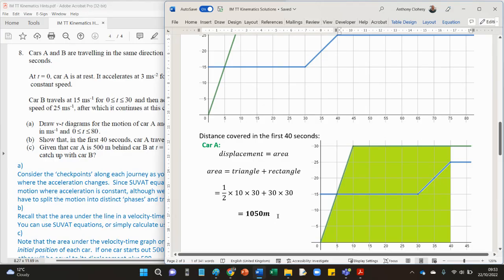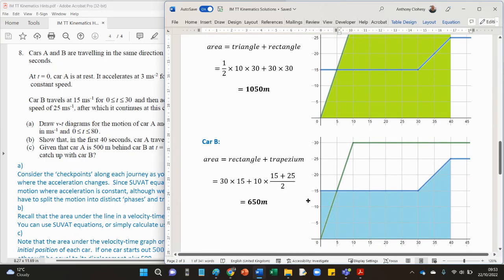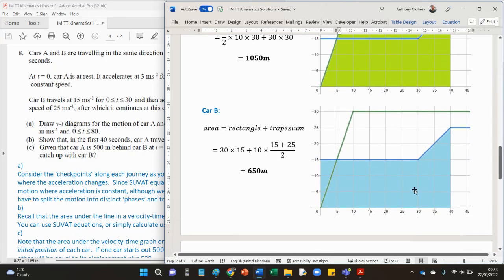The car never travels backwards, so we don't need to worry about whether we're thinking of distance covered or displacement. They're traveling forwards along a straight road. For the next one, a little bit more complicated, but a very similar process. We've got the rectangle that corresponds to the constant speed section of the motion. And then we have this little section here, the next 10 seconds, where we're increasing our speed constantly from 15 to 25 at a nice regular rate.